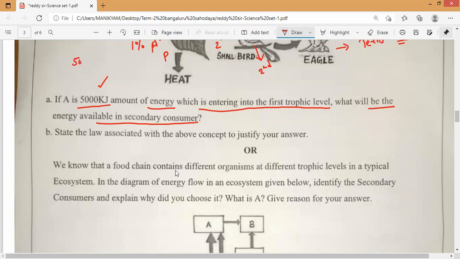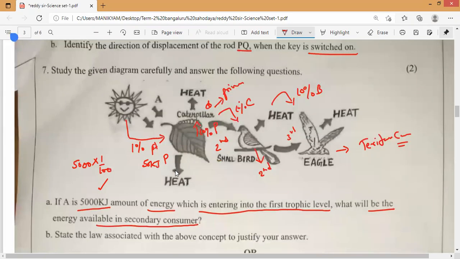1% of 5,000, what will come? So 5,000 into 1 by 100, so it will get cancelled. So the plant will get only 50 kilojoules. Now of the 50 kilojoules, only 10% will be absorbed by the caterpillar. So 50 into 10 divided by 100 equals 500 divided by 100, which equals 5 kilojoules. So the caterpillar will get 5 kilojoules.